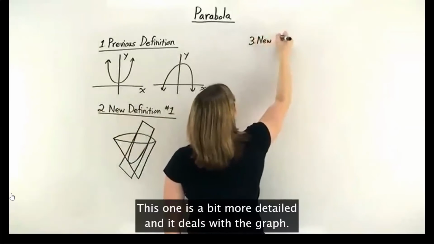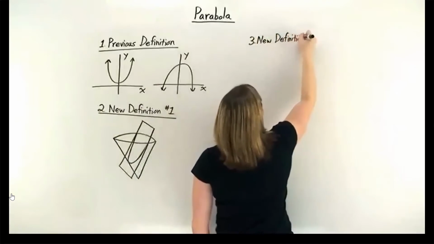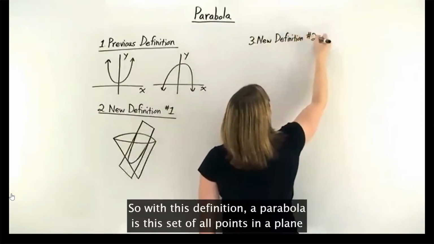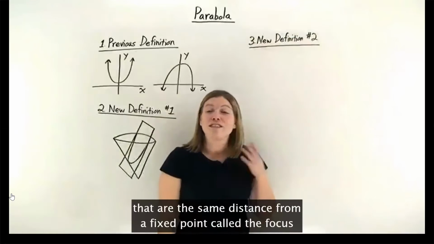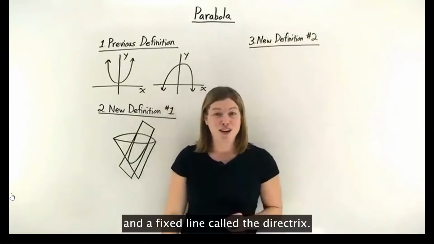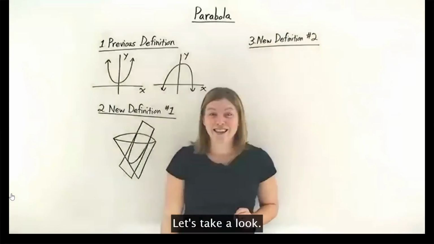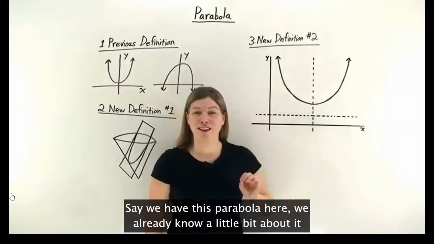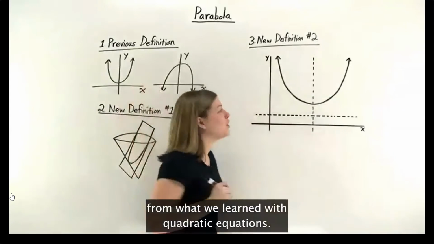Okay, let's take a look at another definition. This one is a bit more detailed, and it deals with the graph. So with this definition, a parabola is the set of all points in a plane that are the same distance from a fixed point called the focus and a fixed line called the directrix. Well, what exactly does that mean? Let's take a look. Say we have this parabola here.